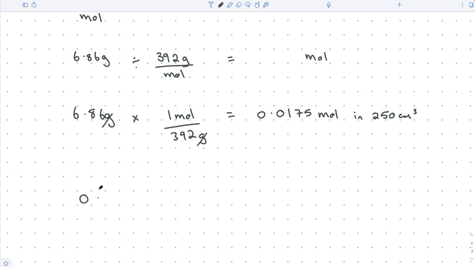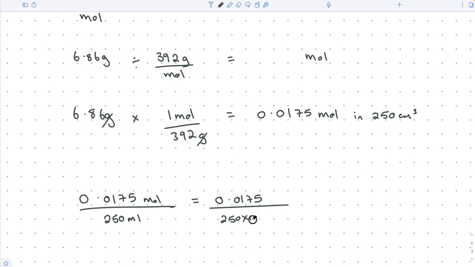So I'm going to have 0.0175 moles, and I'm going to change it to 250 centimetres cubed, also known as millilitres. What I know about millilitres is that I could also write it as by 10 to the minus 3 litres. And if I actually divide that in then, so if I divide 0.0175 by 250 by 10 to the minus 3, I'm going to get out 0.07, which was moles per litre.